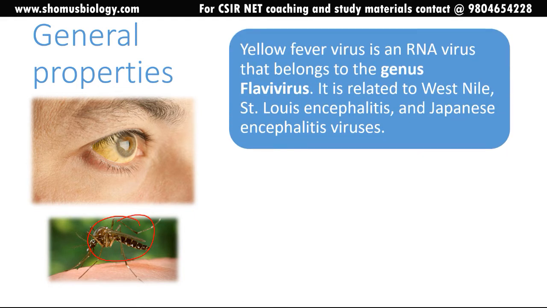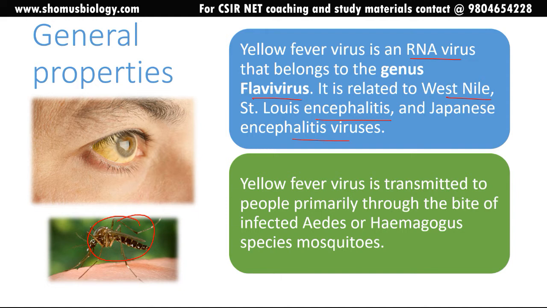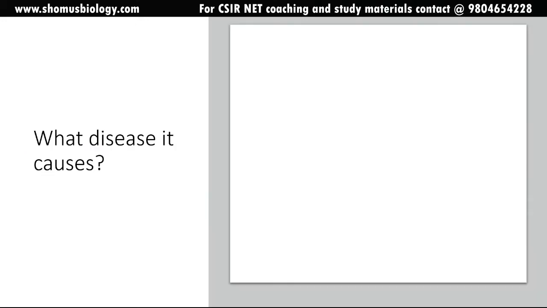So what we know is that yellow fever virus is an RNA virus that belongs to the genus Flavivirus. It is related to West Nile, St. Louis encephalitis and Japanese encephalitis virus as well, all belonging to the same genus. The virus is transmitted to people primarily through the bite of infected Aedes mosquitoes and Haemagogus mosquitoes, but mostly the Aedes species.